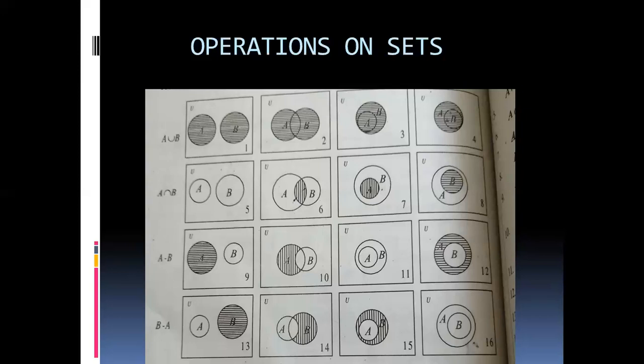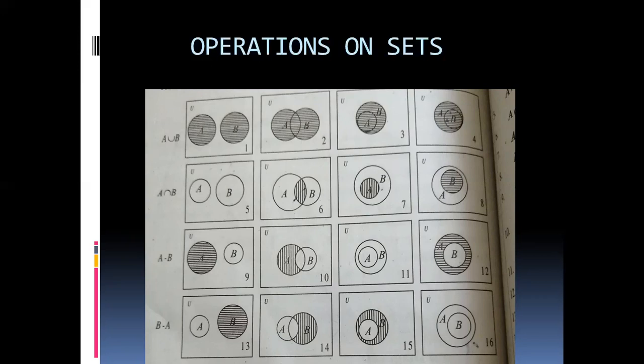Disjoint means there is no element common between the two sets. There is a rectangular shape and we represent this rectangle with the universal set. A and B both are subsets of the universal set, but A and B are disjoint sets. You see, I represent A and B separately and we shade it.